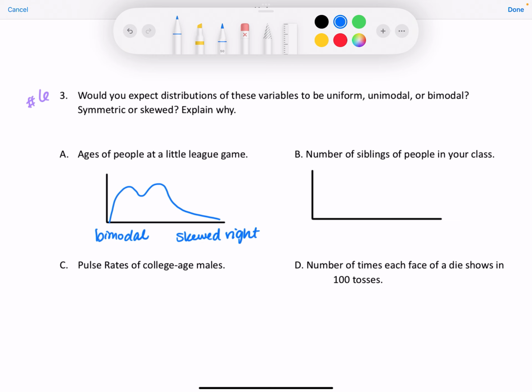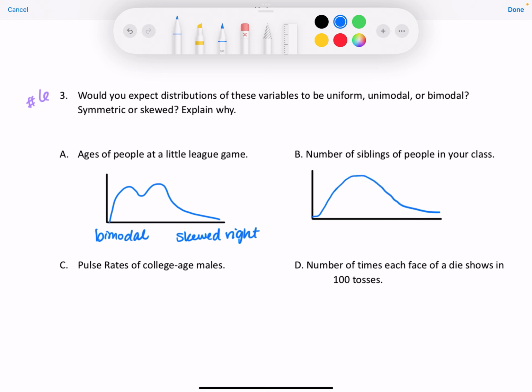Would you go from zero to the higher ones, or would you go higher to the ones that don't have any siblings? Or would you not do any of that? I would go from my least number of siblings up to my highest number of siblings. Okay, that made sense a little bit.